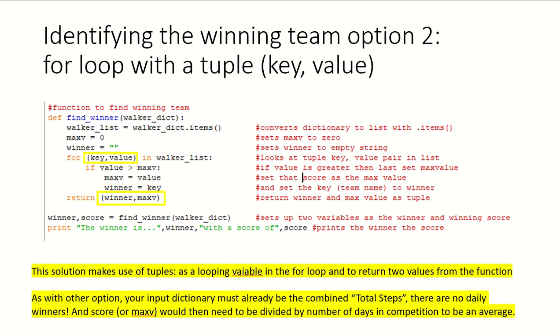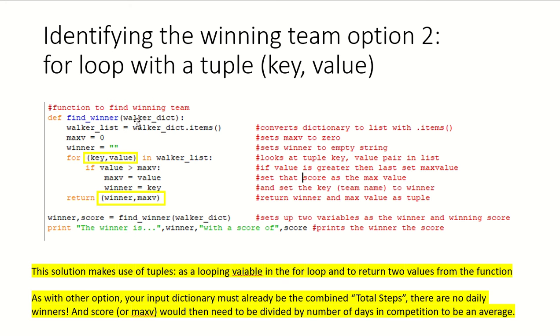The second option, option 2 I call it, is to use a for loop to run through all of the items, a list of all of the items in the dictionary, using a two-element tuple as the looping variable. So here's just copy-pasted out of a script.